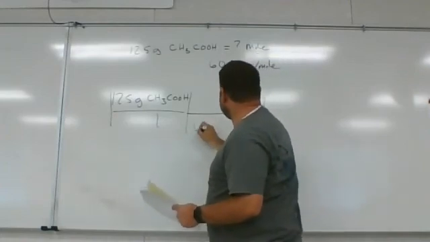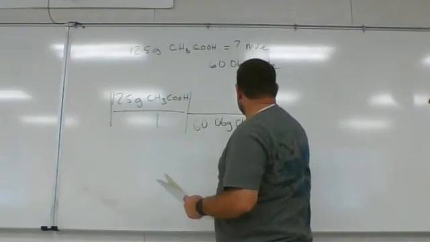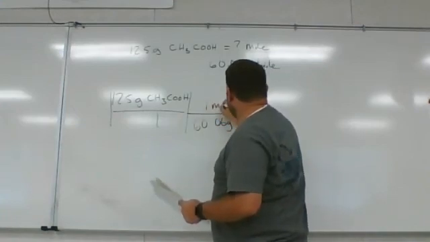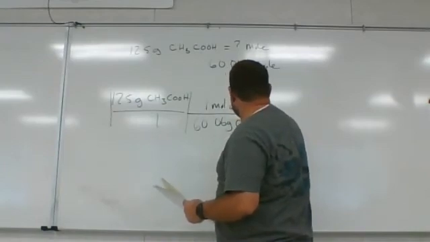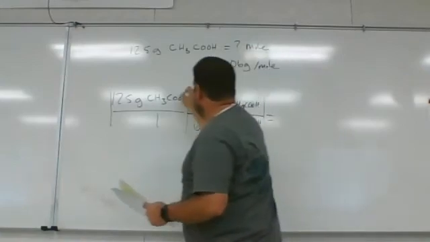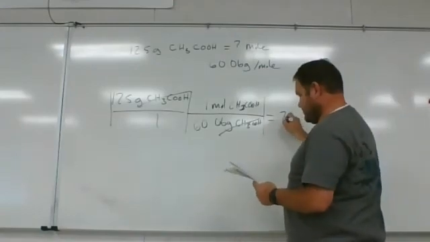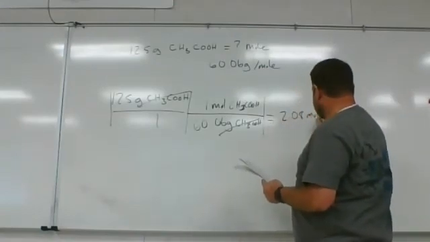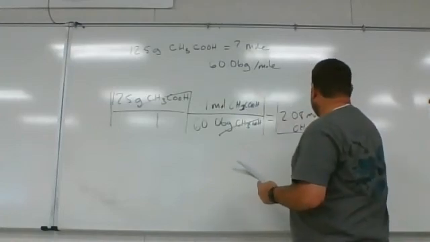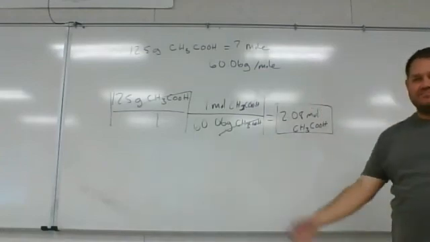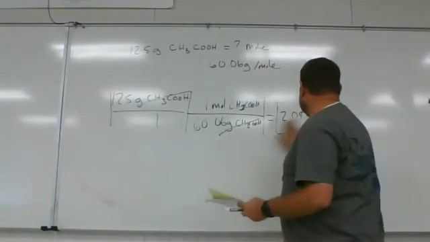So again, I'm going to put my mass at the bottom of CH3COOH, and 1 mole on top of CH3COOH, okay? And then I just solve. Grams cancel, leaving me with moles, and I get 2.08 moles of CH3COOH. And that becomes my final answer. Okay? Just like that. Okay, good? All right.